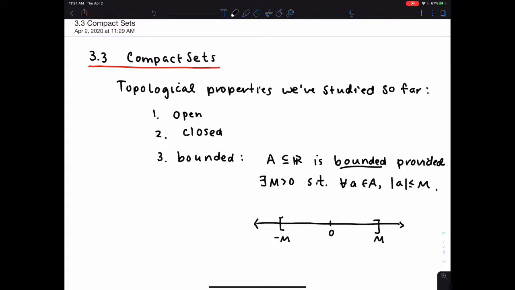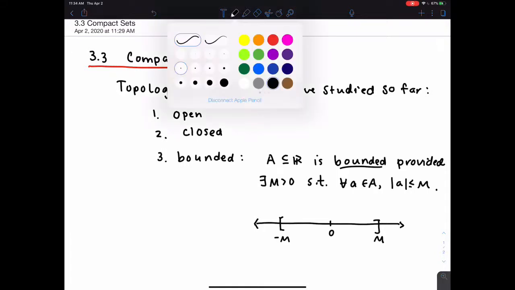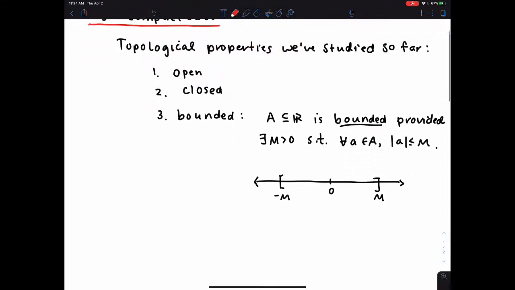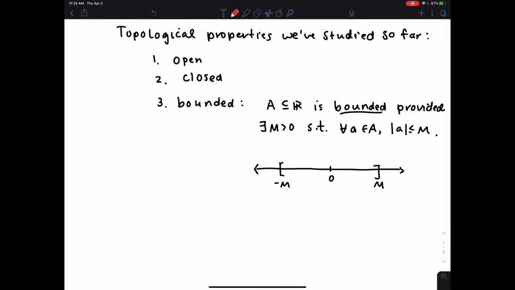So if I have a set A, it's bounded if there exists some capital M such that for any element I pick in A, so that's kind of like for any sequence element, the absolute value of a is less than or equal to M. And that's just a way of saying that given this closed and bounded interval negative M to M, your set A has to lie somewhere in here.